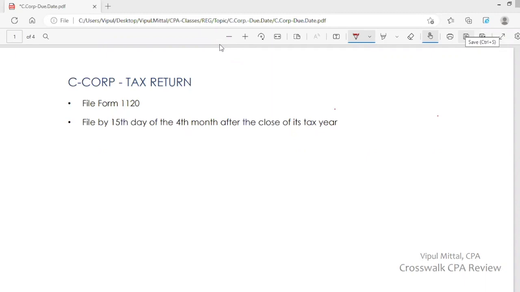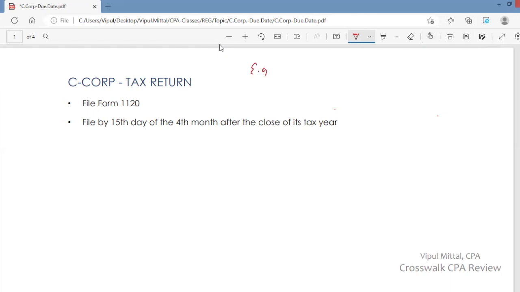If it is in existence for any part of the year, even for one day, it has to file a tax return, whether it has taxable income or not. It has to file by the 15th day of the fourth month after the close of its tax year. This is the general rule.